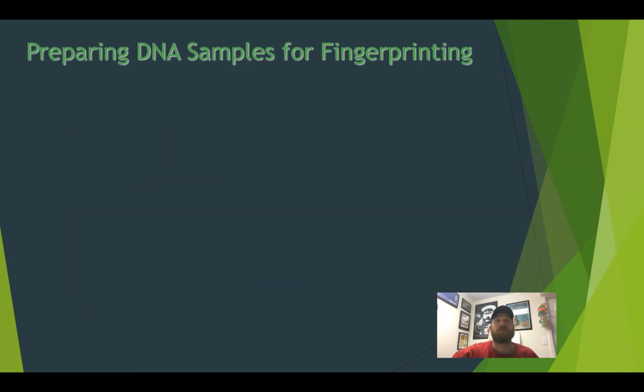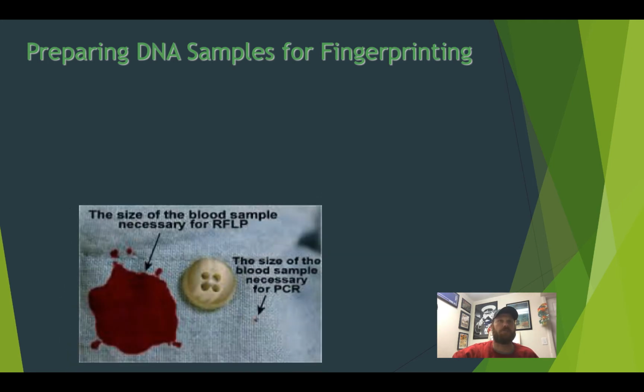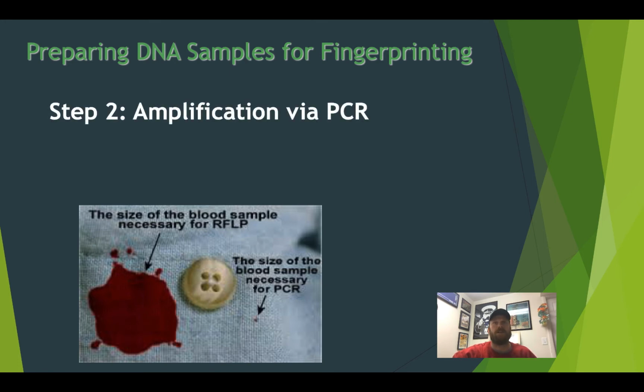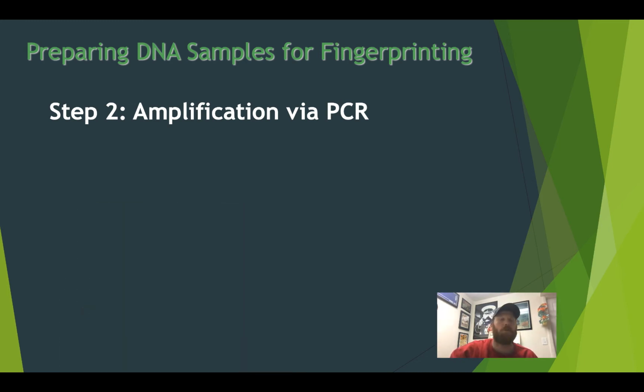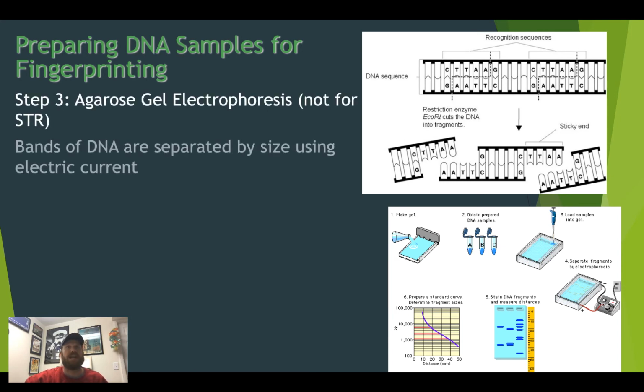The second step is only necessary if a small amount of biological evidence was recovered from the crime scene. As I mentioned earlier, PCR is a method of copying DNA and making millions of identical DNA molecules that can be used for a DNA profile. Once the DNA is extracted from the cells and there are enough copies of the DNA to work with, a forensic scientist can start the process of creating a gel.